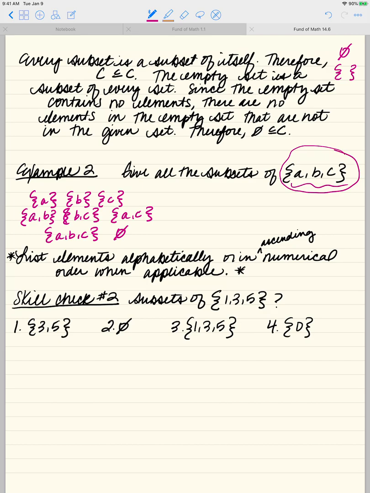Just a side note here, we want to always list elements alphabetically or in ascending numerical order, so that means we get bigger as we move from left to right when applicable. So just pay attention to that.